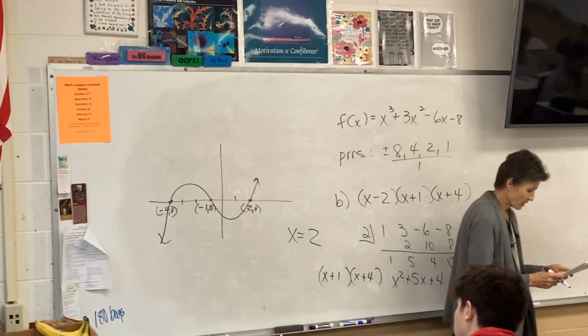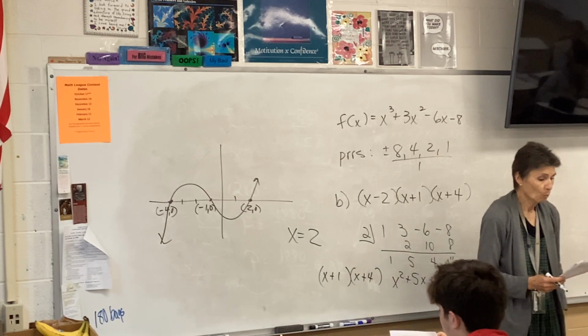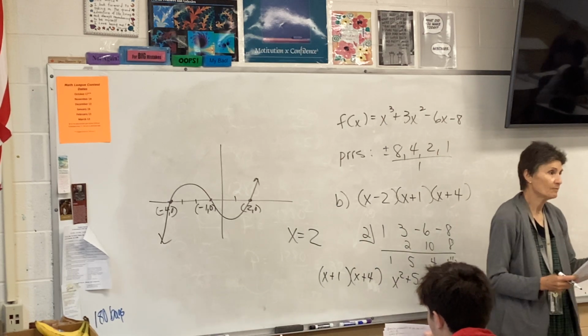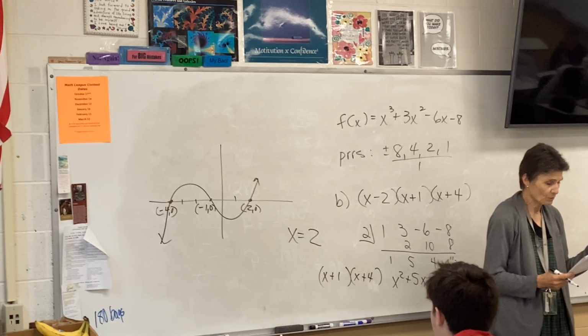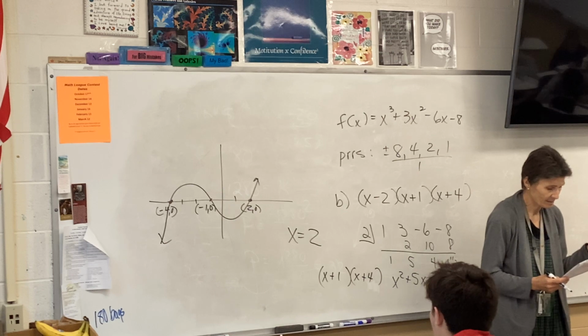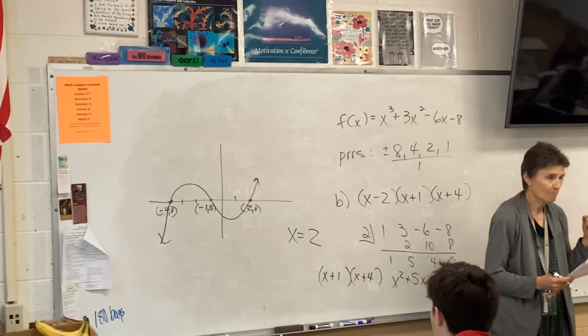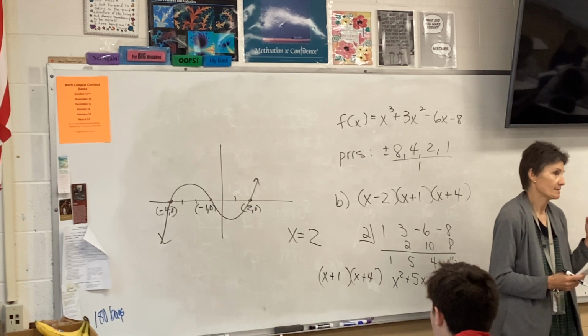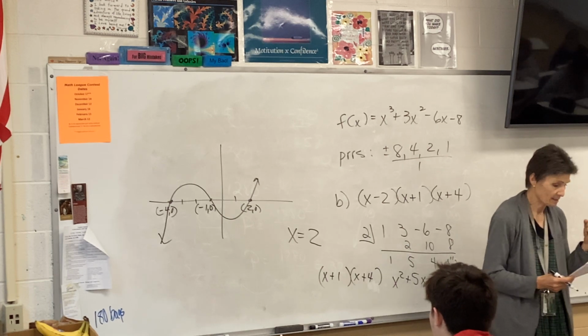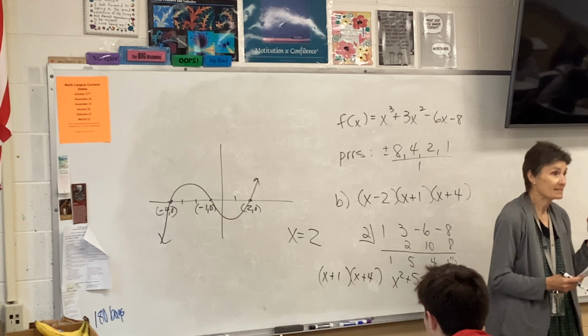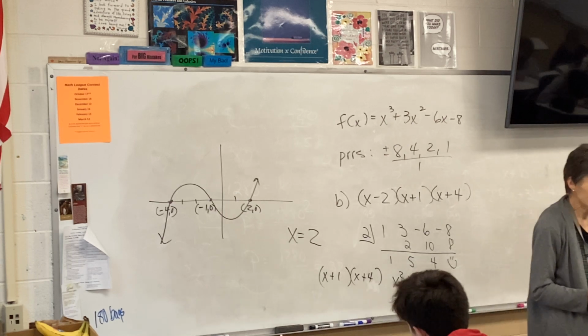All right, and then here we go with number 11. Which are polynomials? If not, why not? So let's do the yeses first. Do we have any yeses? B as in boy, is a yes. All right, do we have any other yeses? C is a yes. C is a yes.